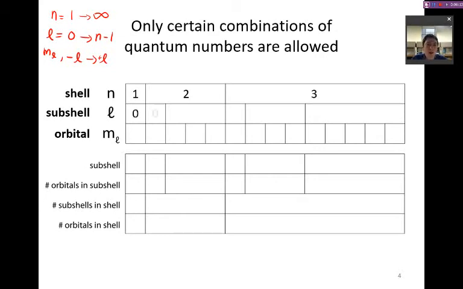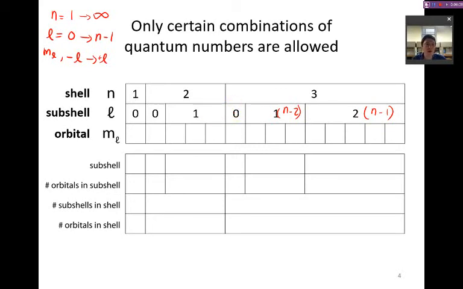If we have an n value of 2, then we could have an L value of 0 or an L value of 1. If we're in the third shell, we can have an L of 0, 1, or 2. Again, this is our n minus 1. This is n minus 2. And then this is 0.